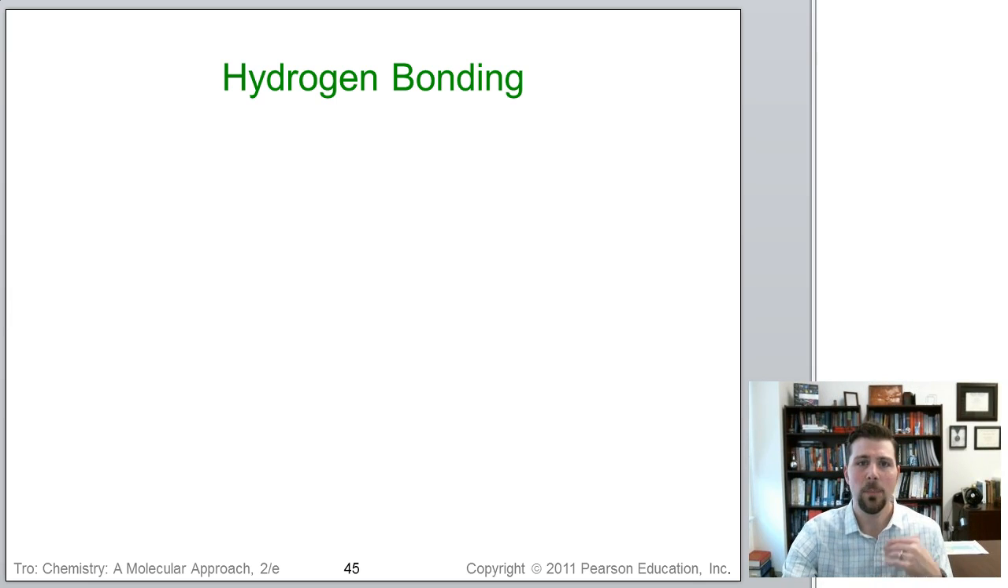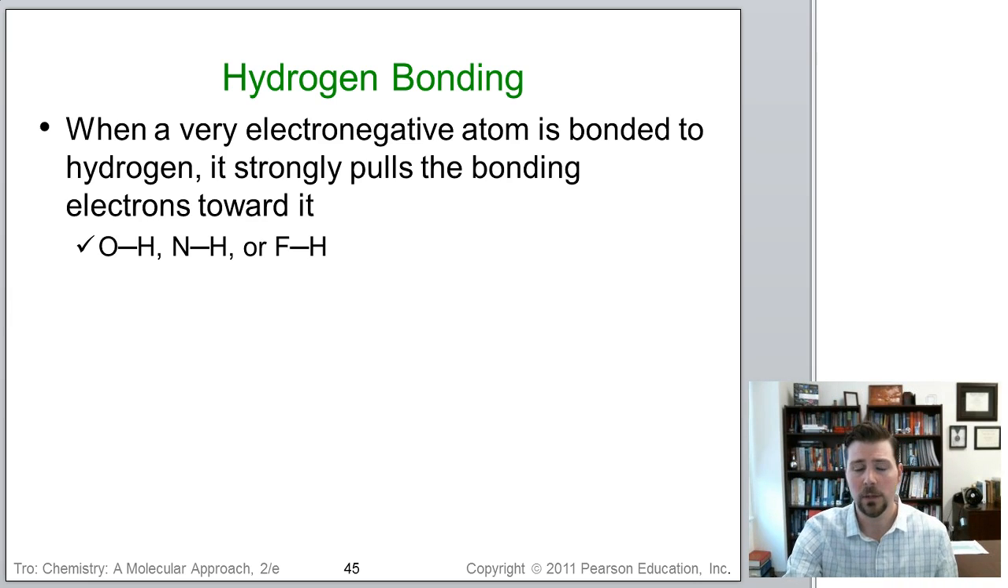Now remember, this is a type of intermolecular force. It's not a type of bond. Although we use the word bond here, it's not an actual chemical bond. It is stronger than the other types of intermolecular forces, however. So remember, this type of intermolecular force occurs when you have a hydrogen attached to a very electronegative atom. And we're going to limit ourselves in this course to saying that those electronegative atoms that it can be attached to are nitrogen, oxygen, or fluorine.